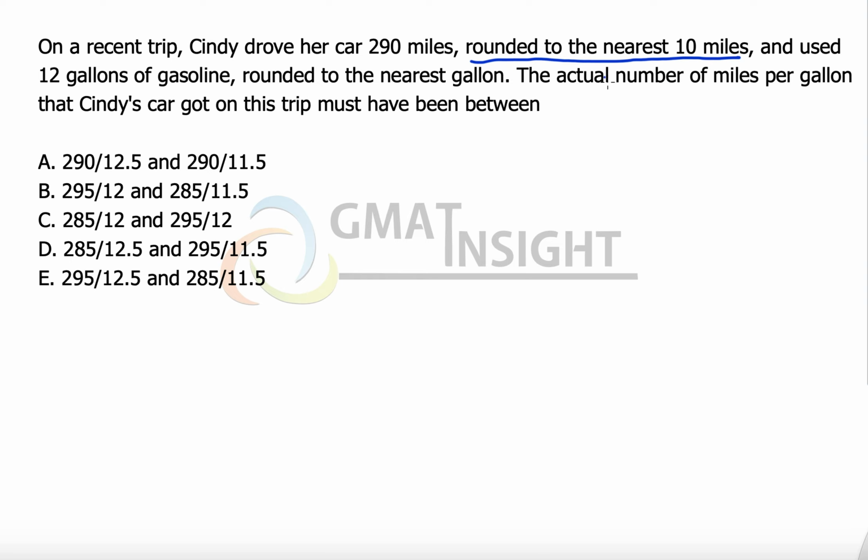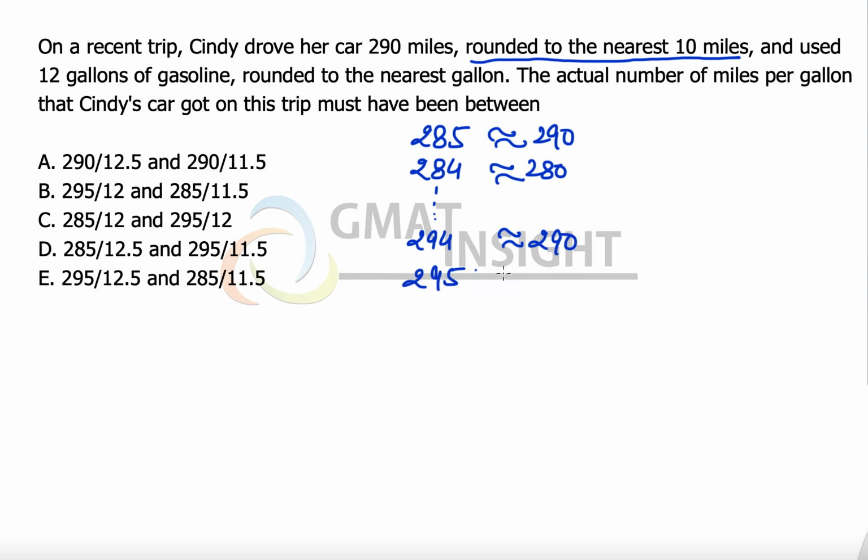Basically, rounding to the nearest 10 miles means that if we have a value 285, rounded off to the nearest 10 miles it becomes 290. If we have a value equal to 284, then it becomes 280. So rounding up happens when the unit digit is 5 or greater, right? Similarly, it will continue till 294, because that when rounded to the nearest multiple of 10 becomes 290. But when 295 comes, its rounding to the nearest 10 miles will be to 300, right?